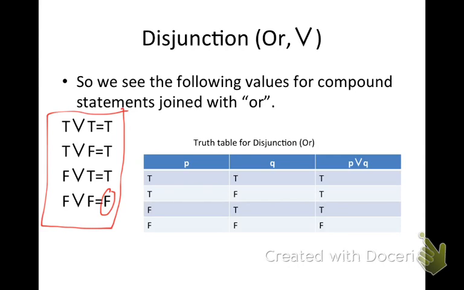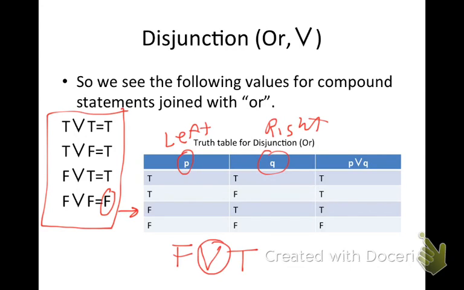If I was trying to figure out the value of something false ored with something true, I would look up that row. This is the value on the left, right? Doesn't matter what the names are. I'm dealing with statements R and S or T and V. It doesn't matter. Whatever's in this column is what's on the left, and whatever's in this column is what's on the right side of the connective, and the connective is the or. So on the left, I have a false. On the right, I have a true. And here is my result. My result will be true.